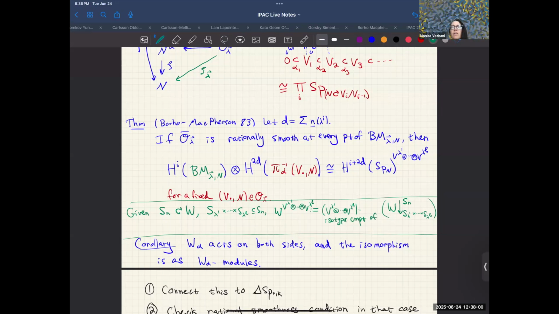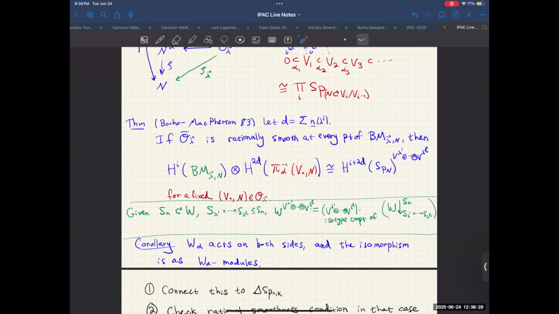Sean, just the notation about the V's being parts of flags versus V's being representations, or is it the same thing, but you're just saying it's part of the flag and it's carrying this Sn action? Yeah, sorry. These V's are representations. This one is flag. Okay.